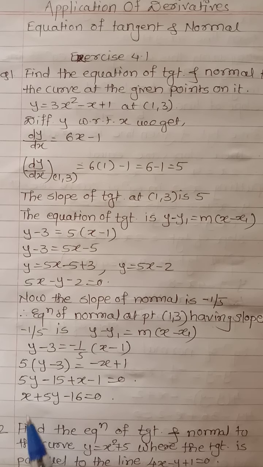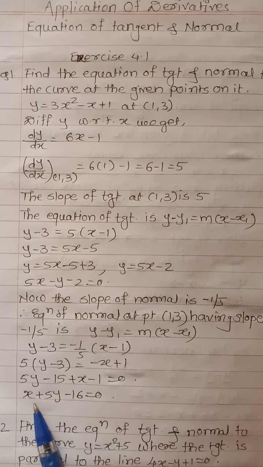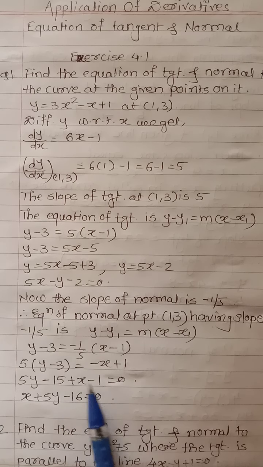Now your equation of normal is what? x plus 5y minus 16, since minus 15 minus 1 is minus 16, equals 0. This is your equation of normal. I hope you understood this. It is easy. Okay? Understood? This part is easy, to find the equation of tangent and the equation of normal.